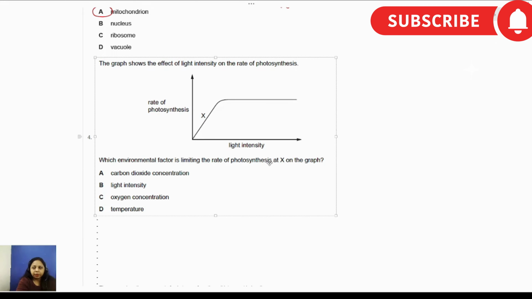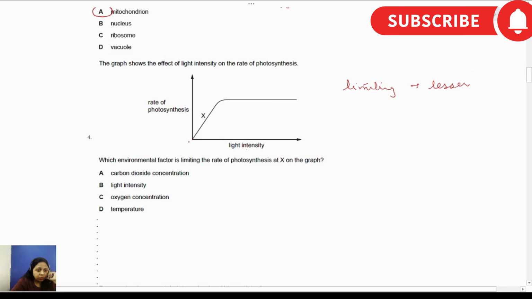How do we define limiting factor? The limiting factor is the one which is present in a lesser amount. Now if you look at this graph, this is one concept of chapter number 6 which is quite difficult for students to understand. Now I'm telling you the whole concept. So what is limiting? Anything that is present in lesser quantity that is changing the rate of reaction or the rate of photosynthesis.